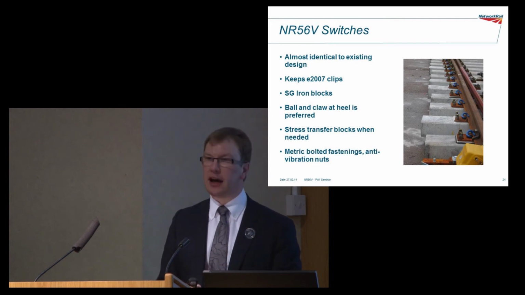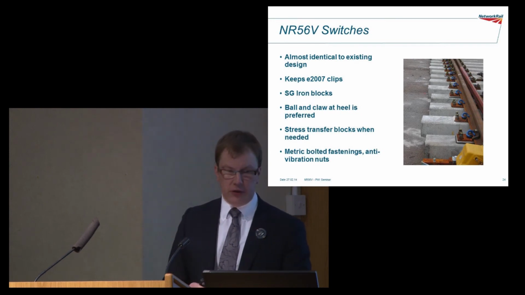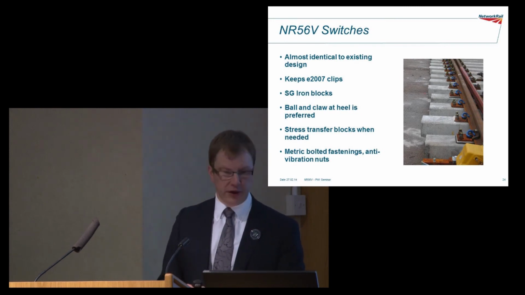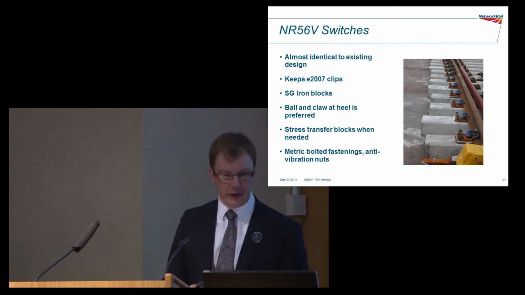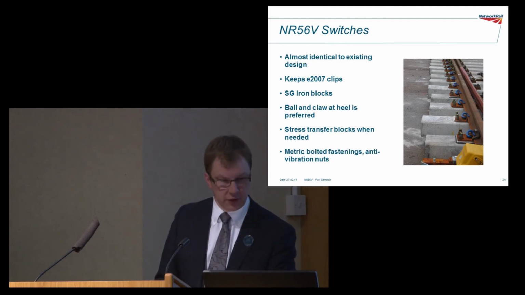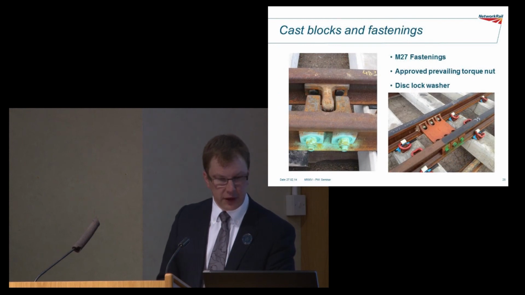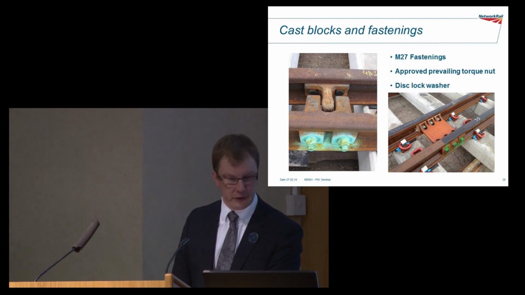So the main justification is around whole life costs. So the ball and claw is preferred at the switch heel, but there is an option for the stress transfer blocks, and the rails are actually dual drilled, so you can use either. We've also gone for, as I said already, metric bolts. There's standard M27 bolts, and we've fitted anti-vibration nuts. Just a little bit there more about the fastenings, and they're an example of a NR56V stress transfer block and ball and claw arrangement.